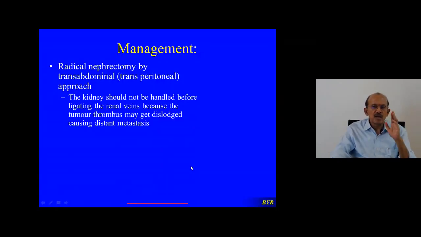So vascular isolation must be performed early. Why? Because in this tumor the vein may contain tumor thrombi. So if you handle the tumor first without ligating the renal vein, what will happen? The tumor cells will be squeezed into the renal vein and they will go into the general systemic circulation, and later the patient will develop metastasis.